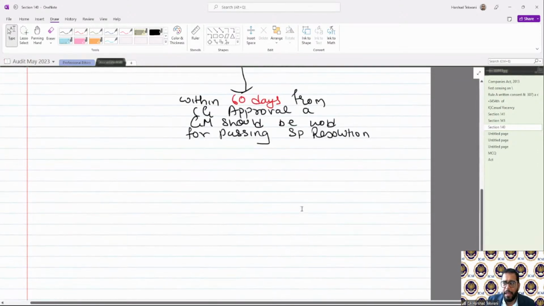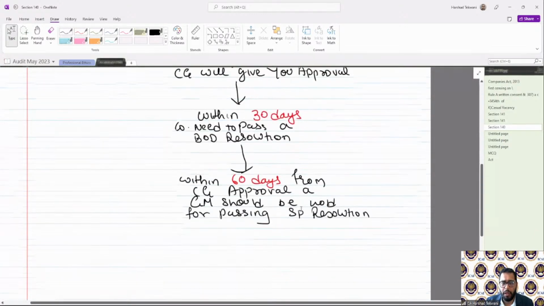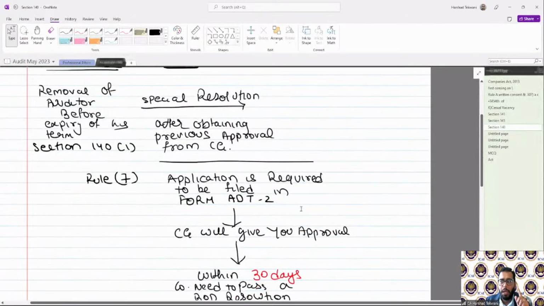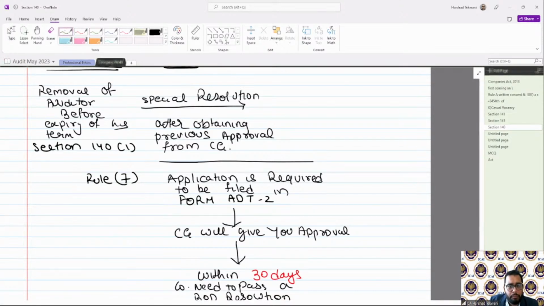Now, another is, what if the auditor has resigned? Just one more thing over here, that in this case also, an opportunity of being heard should be given to the auditor.